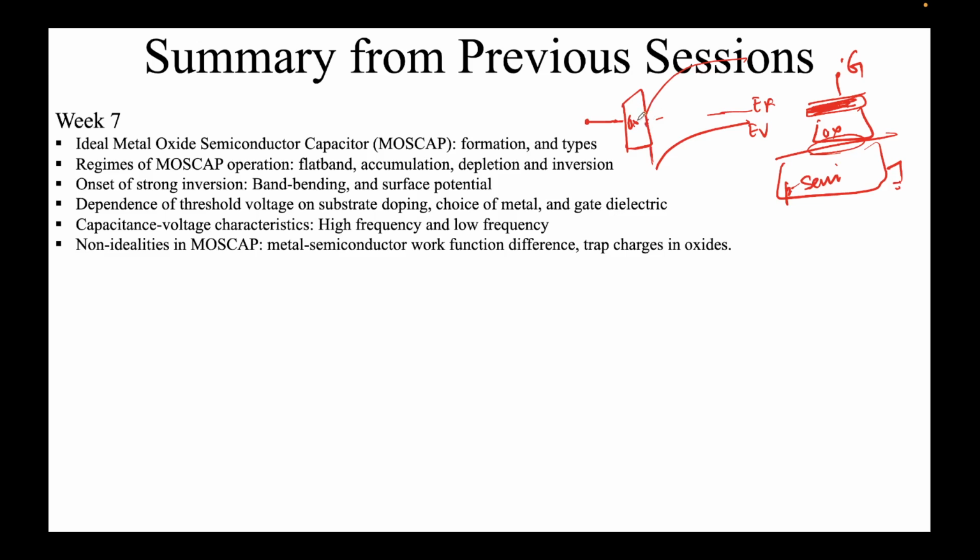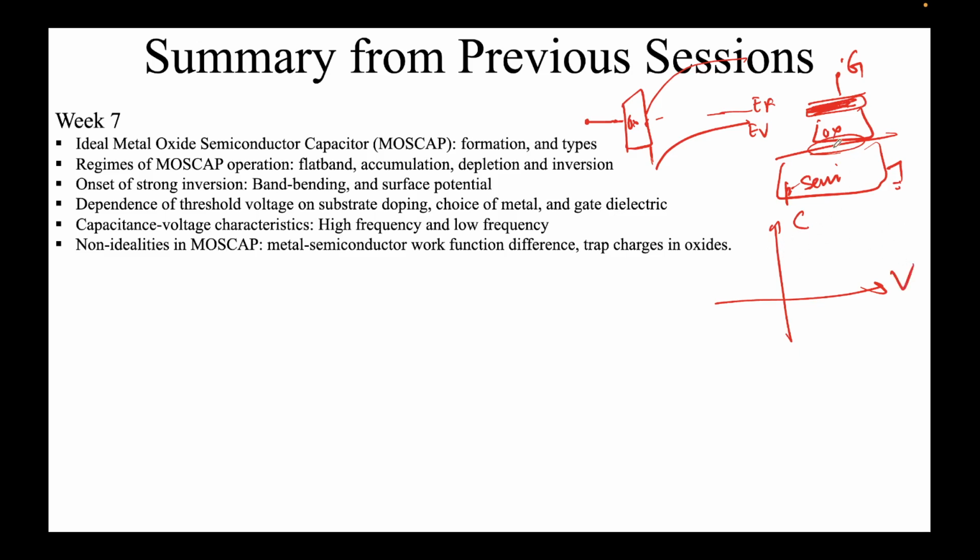This is known as the inversion. The bands have bent, essentially depletion is happening, and the electrons are now coming to be collected at this interface. Now we can modulate these, that is, change the number of these electrons, by applying, let's say, an oscillating voltage over here. And we depict that through the CV characteristics, capacitance-voltage.